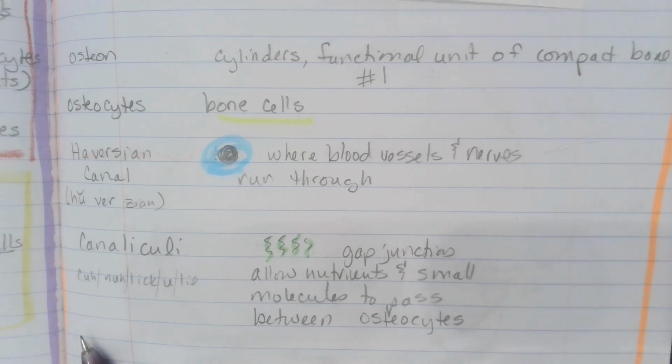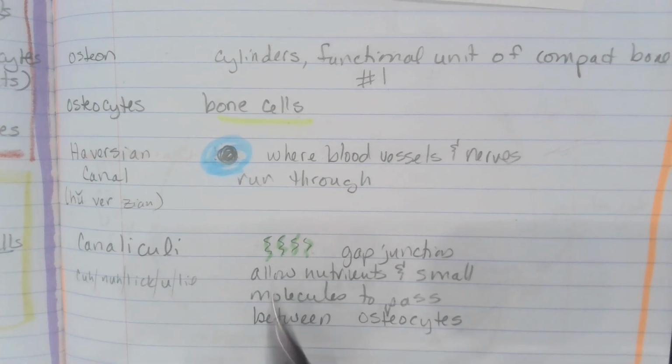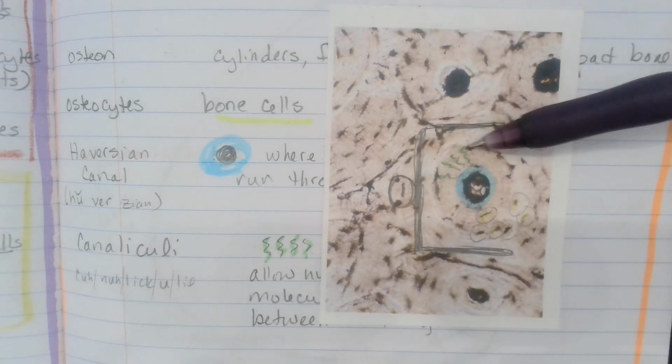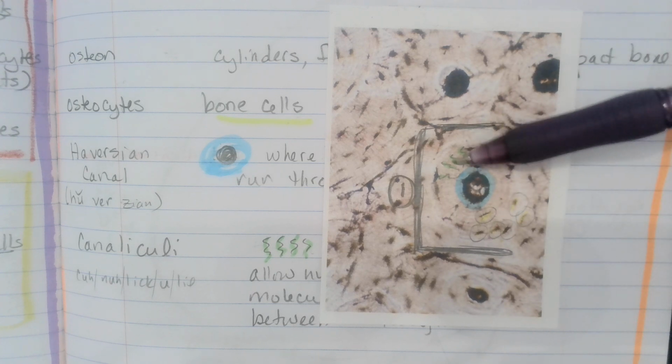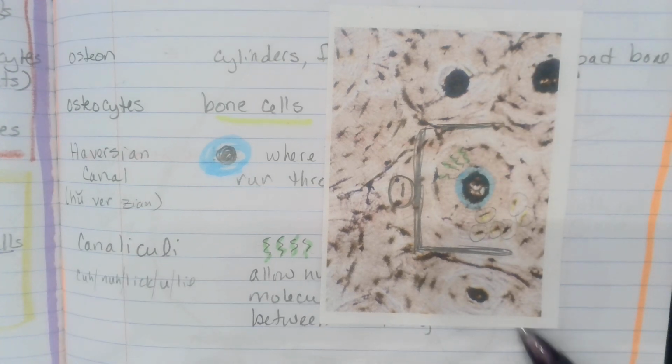And then finally, canaliculi. Canaliculi are the little green squiggles on here. And there's more than that. There are more osteocytes than that, and more canaliculi than that, but I'm just giving you an example.